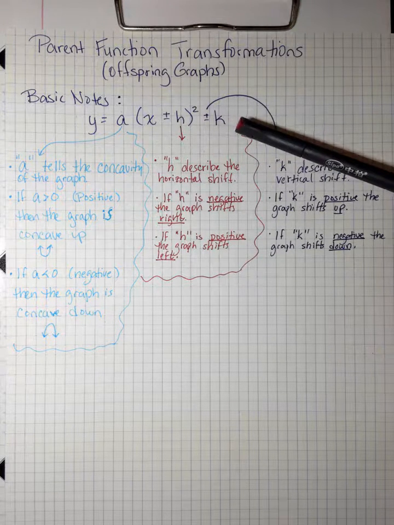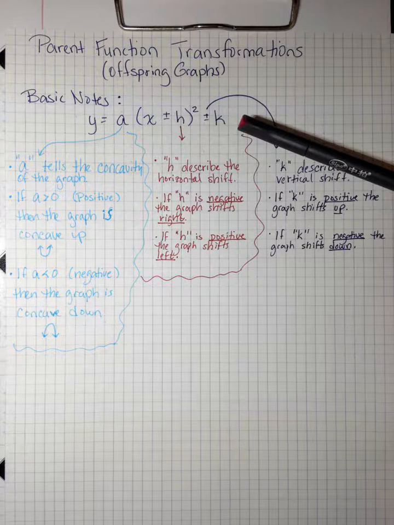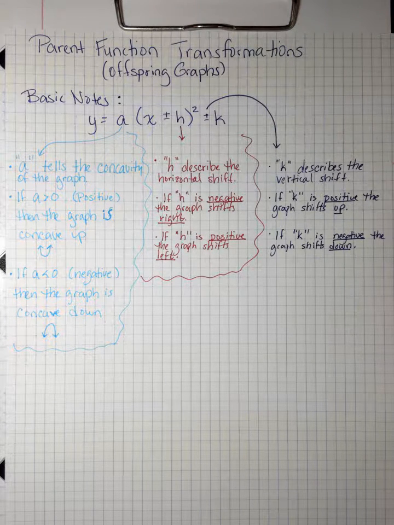The k, the number on the outside, doesn't lie to you. It does exactly what it says. And the k describes the vertical shift. So if k is a positive number, the graph shifts up. If k is a negative number, the graph shifts down.